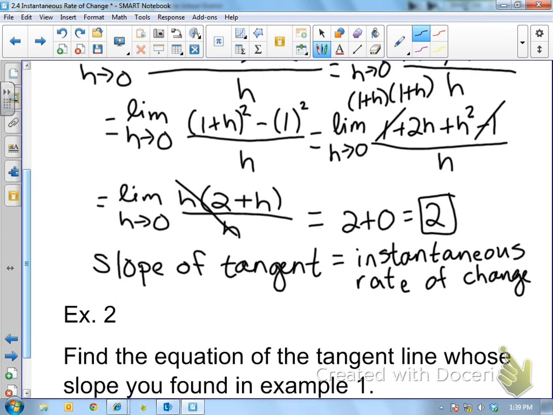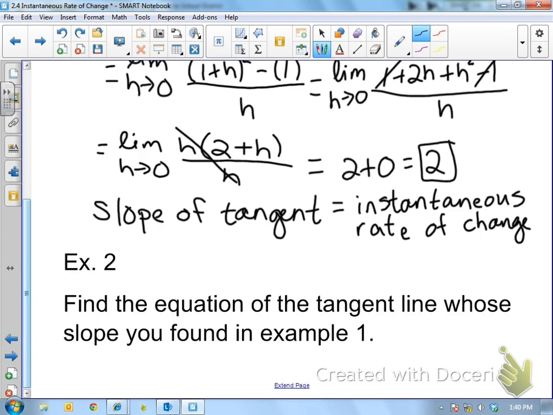So we're going to take this same function, and now we're going to find the equation of the tangent line, whose slope we just found. So a tangent line is just a line. How do we find the equation of a regular line?